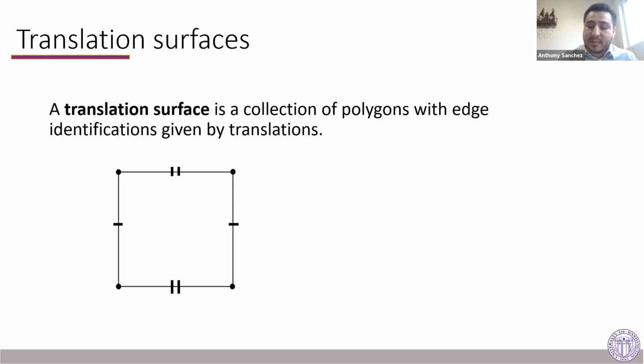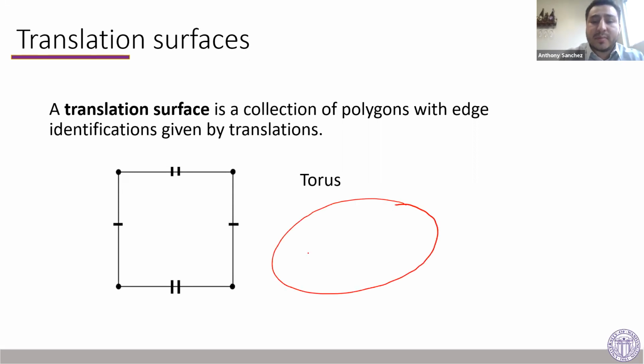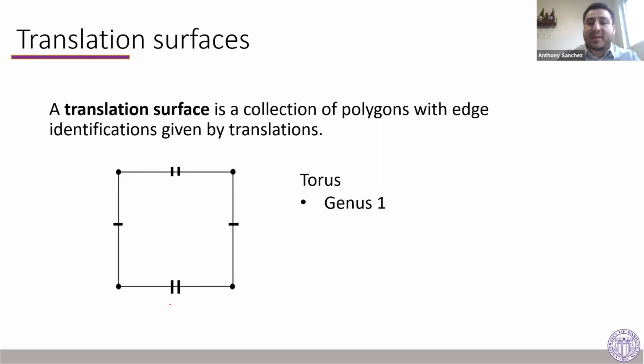So maybe the first and most important example of a translation surface is given by the torus. So we take a square inside of the plane, glue the top to the bottom and the left to the right. And so topologically, we'll get some kind of donut-shaped surface that is a genus 1 surface, so with one hole, with kind of flat geometry everywhere.